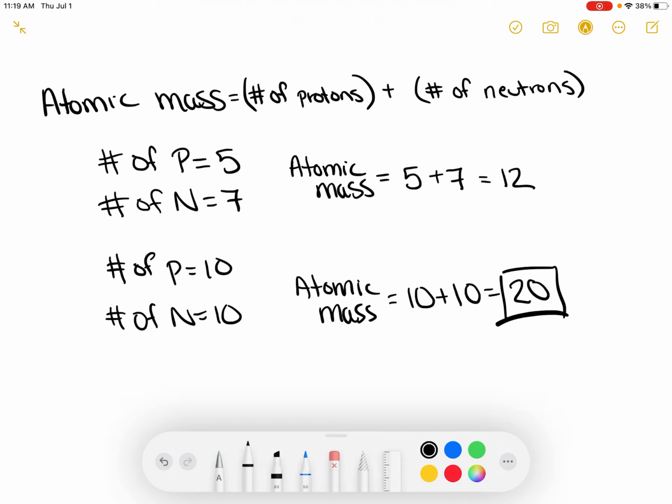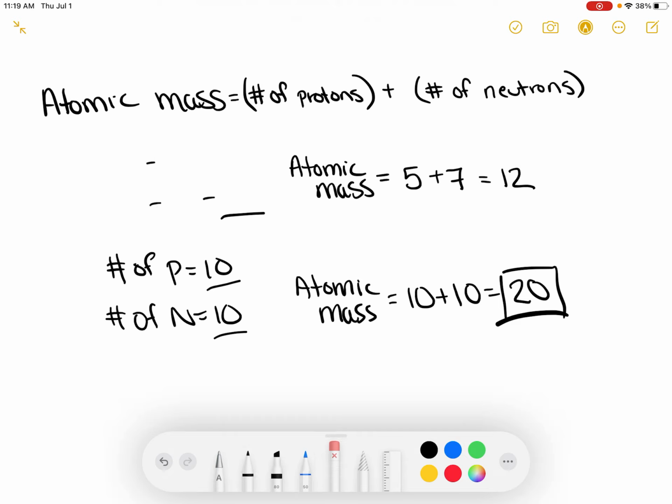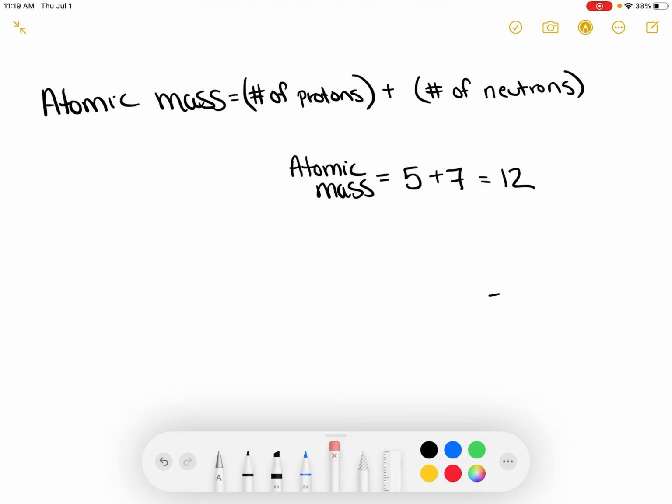Now, as you can also see, sometimes the number of protons and the number of neutrons are the same, like in that second example, but sometimes they differ, like in the first example. So it's important to always plug those into the equation and make sure you're not just assuming that they match each other or anything like that.